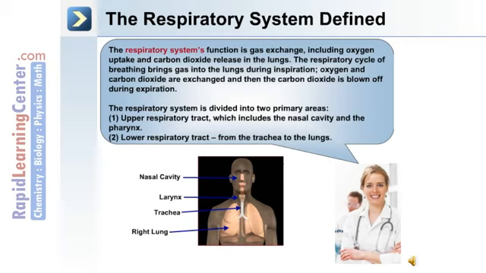The respiratory cycle of breathing brings gas into the lungs during inspiration, oxygen and carbon dioxide are exchanged, and then carbon dioxide is blown off during expiration. The respiratory system is divided into two primary areas: the upper respiratory tract, which includes the nasal cavity and the pharynx, and the lower respiratory tract, from the trachea to the lungs.